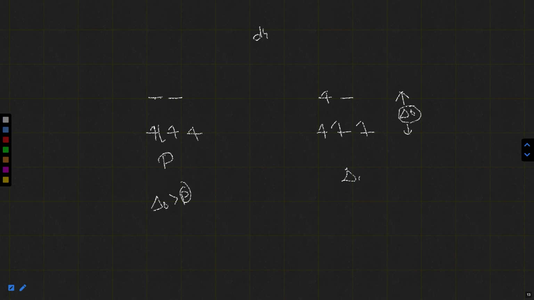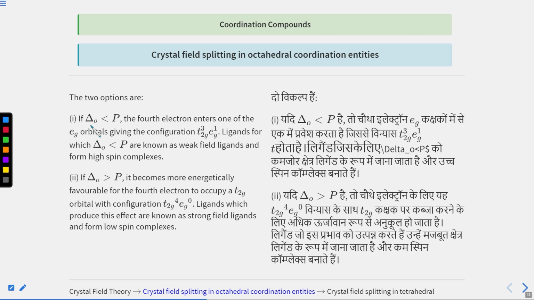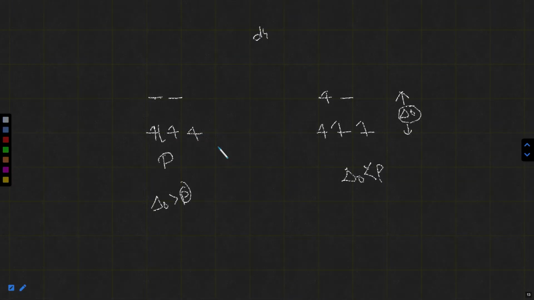But second case can arise that delta O is less than P. Means to pair up the electron, we will require more energy rather than to put it on a higher energy. Then in that case, we will see that pairing will not take place and it will go to a higher orbital. So same thing written here. If delta O is less than P, then in that case, we call it as weak field. So why is it written weak field? Delta O is less than P means the ligand that was present there has split the energy with delta O less. Delta O is less means the splitting is very weak. Therefore, we call it as weak field.